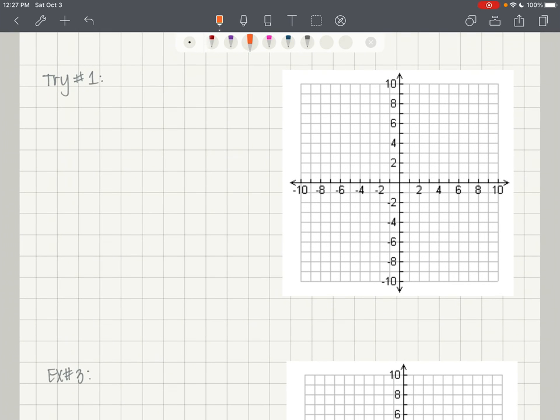Okay, here's one for you to try. Y equals negative 1/2 x plus 2, and y equals negative 3x minus 3. So you go ahead and try, and when you're ready to reveal the answer and see the work, go ahead and press play.